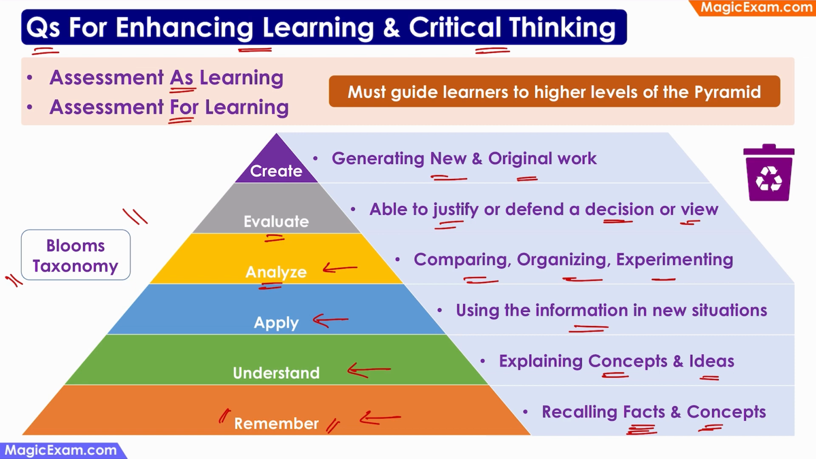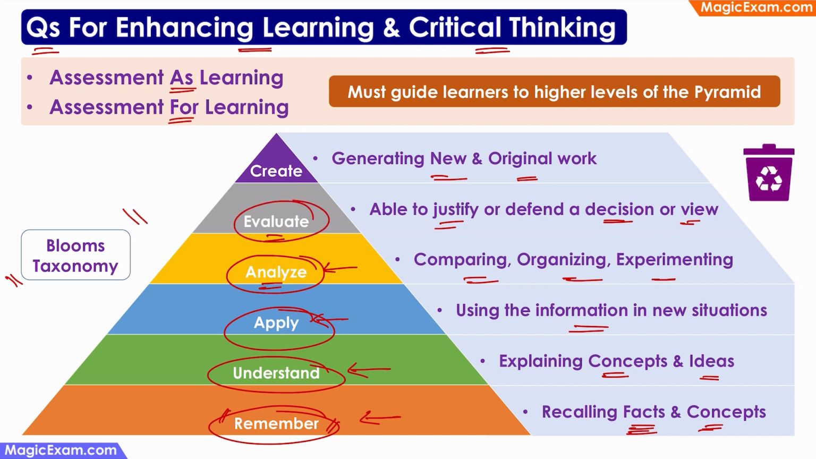So this way, the first step is to remember, the next step is to understand, the third step is to apply what you have remembered and what you have understood, and then you reach a stage where you can analyze different problems and use the right approach, and then you can evaluate, that is, you are able to justify or defend your decision and defend your position, and then you reach the final stage where you are able to create your own formulas or your own viewpoints. So this is Bloom's taxonomy.